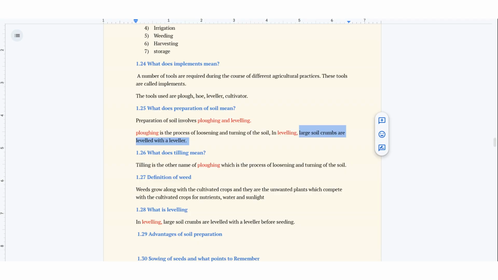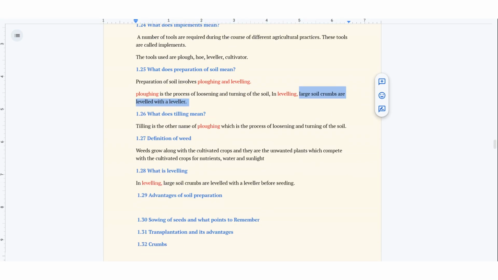Hopefully you are understanding this. Then we have come across this. Why am I stating the question in a twisted manner? Questions will be put in such a fashion, and if you have heard the word, you can relate it. So tilling is the other name for plowing, which is the process of loosening and turning the soil.